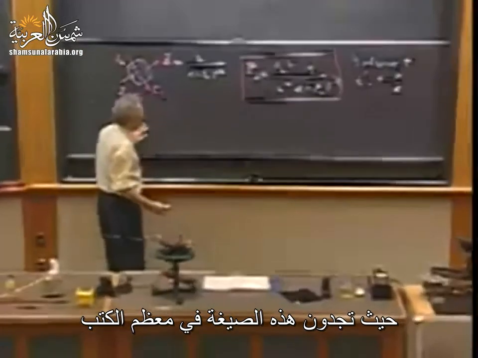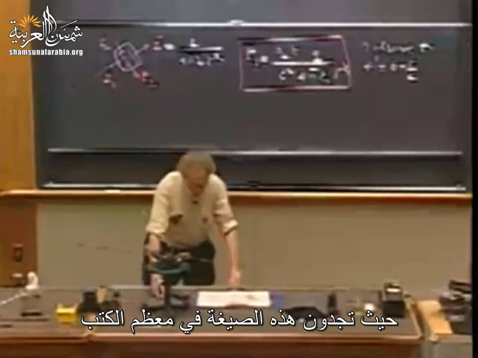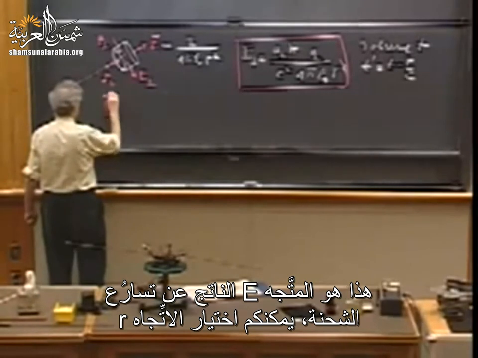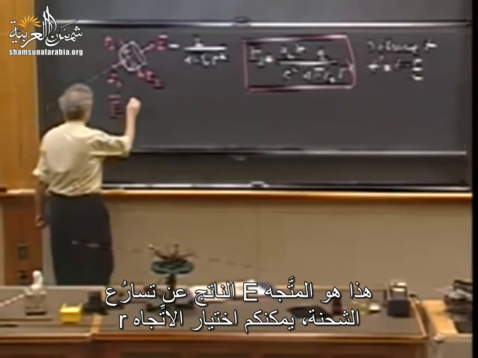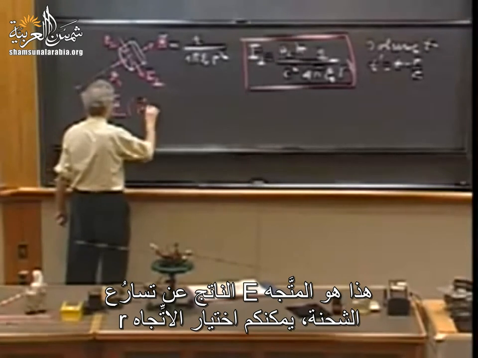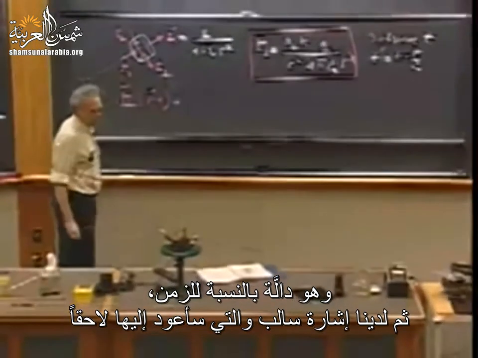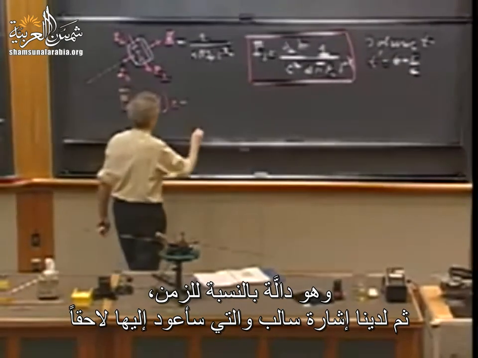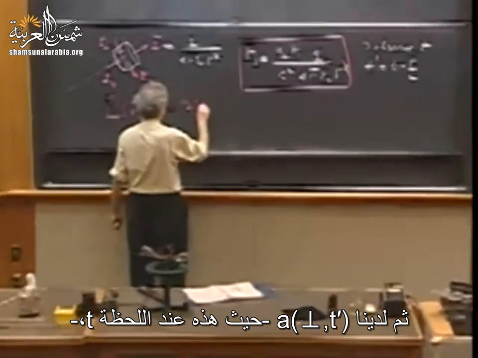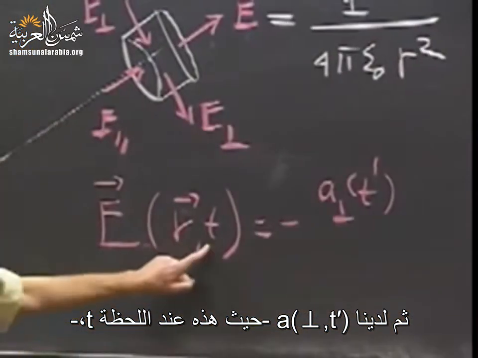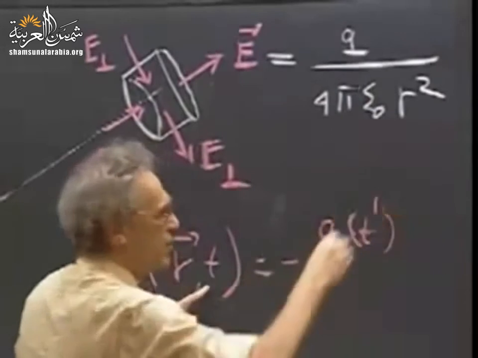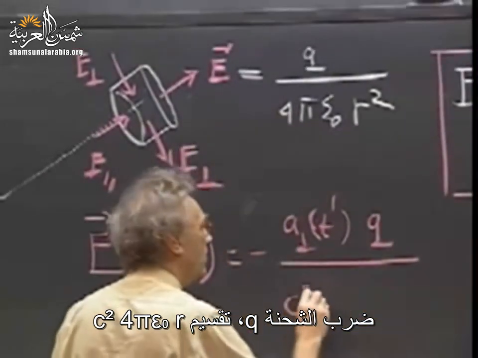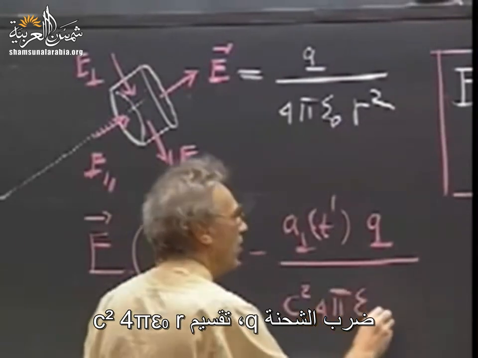And so I write it now in all its glory, the way that you would find it in most books. So this is now the E vector due to an accelerated charge. You may choose the direction R, and it is a function of time. And that now becomes minus, I will get back to the minus sign. Then I get A perpendicular at time t prime, whereas this is at time t. And that is the connection between the two. Proportional with the charge, divided by c squared, 4 pi epsilon 0, and just 1 over r.